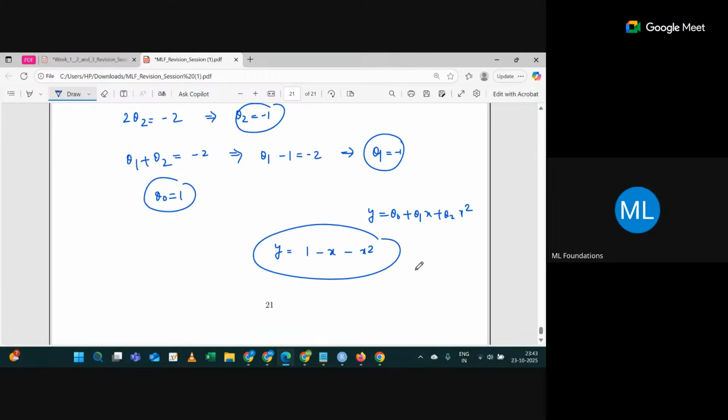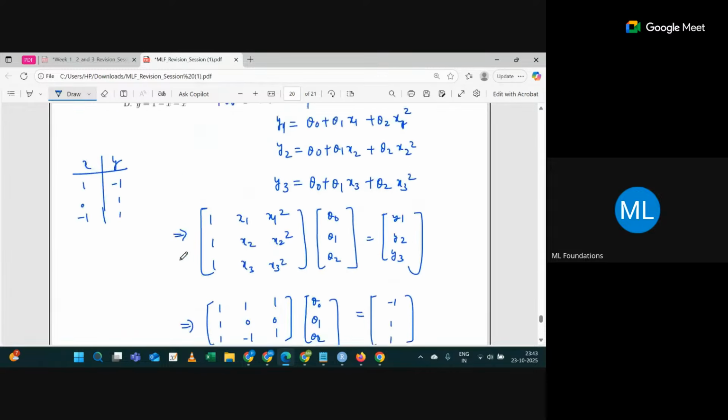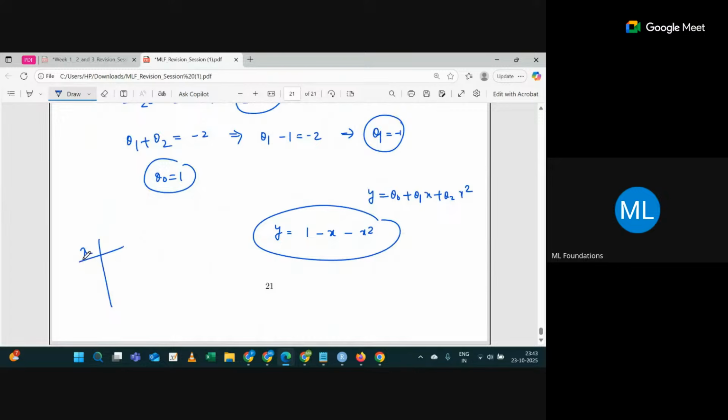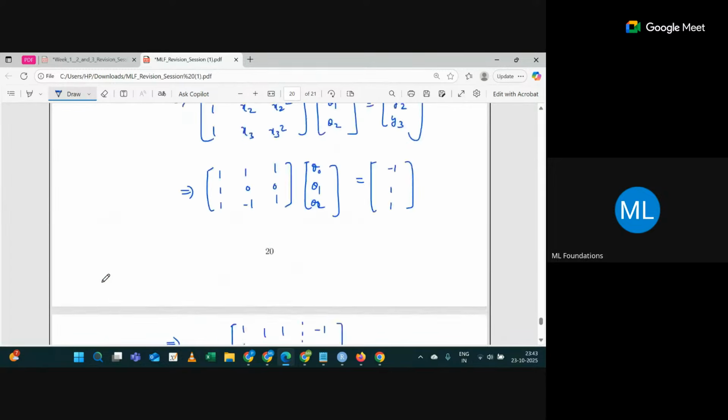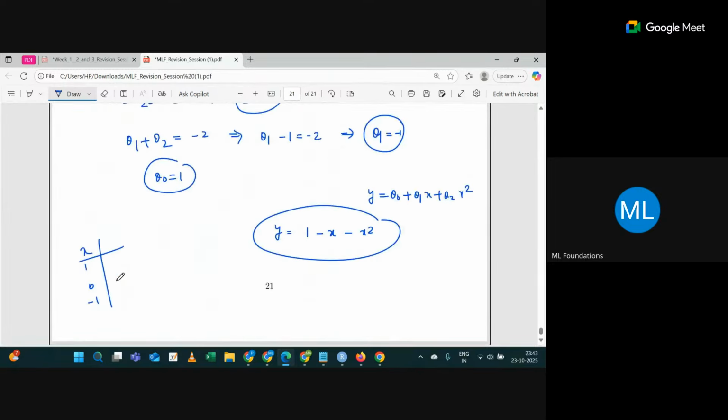So to check whether this is correct or not, what you can do, you can substitute all the points, right? X is 1, 0, minus 1. It should satisfy y, which is minus 1, 1, 1. So can you substitute x 1? So you will get 1 minus 1 minus 1. You will get minus 1. Just substitute 0. If you substitute 0, you will get 1. If you substitute minus 1, you will get again 1. So this is the best.